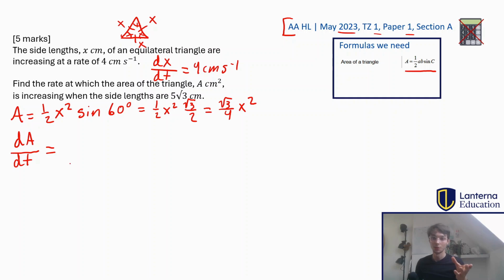Whenever you're doing implicit differentiation, you differentiate the variable that is not directly included in the term down here. You differentiate that like normal, so that would be then 2x. But then you need to multiply with dx dt.